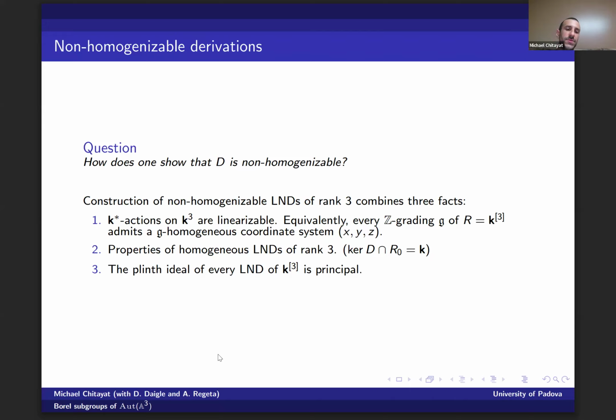And if you combine these, well, you use the first item to prove the second item. And if you combine the second and the third items, the fact that the plinth ideal of every LND of K3 is principal, you can actually show that you can construct families of LNDs that are not homogeneous with respect to any Z grading.